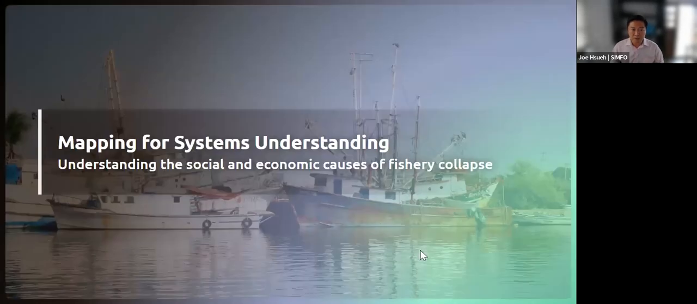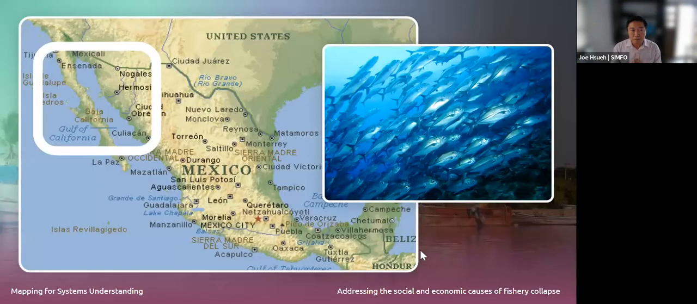So the first one: mapping for system understanding. This is the case for understanding the social and economic cost of fishery collapse in the Upper Gulf of Mexico. It's a case that I did many years ago, about a decade ago, with the Walton Family Foundation and also many local stakeholders.